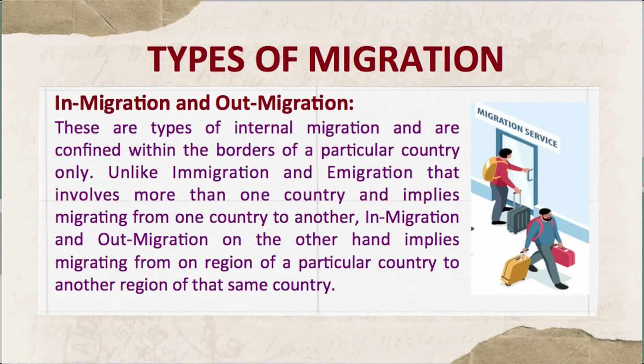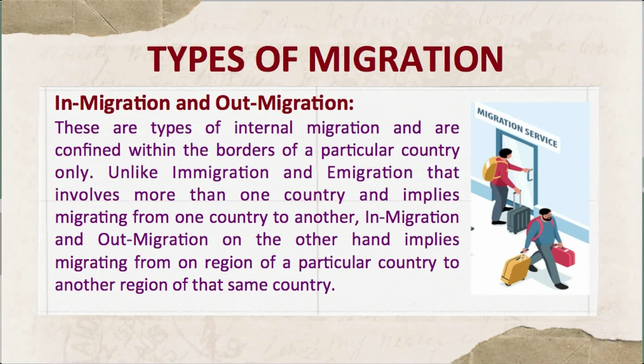Similarly, for their place of origin which they have left, it will be a case of emigration, and for the country to which they have migrated, which is their new place of residence, their place of destination, it will be a case of immigration. So we have understood the difference between immigration and emigration. Let us now go to the other types, that is in-migration and out-migration.